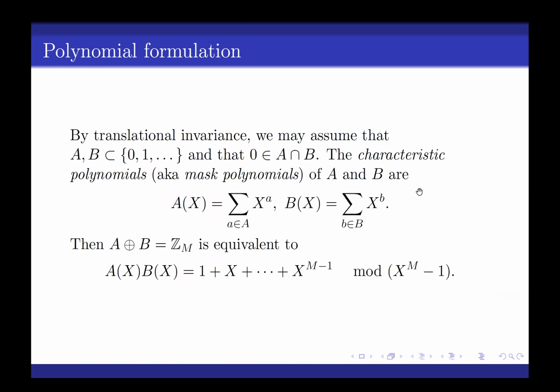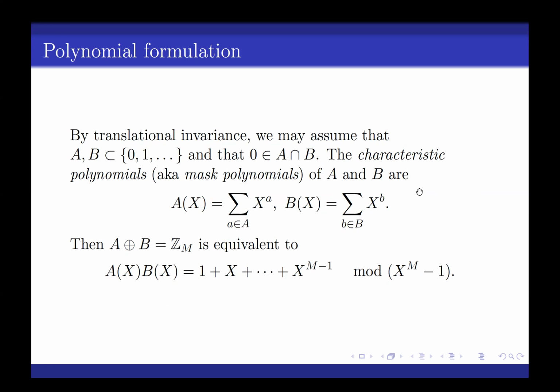And for that, we need to introduce polynomials to the picture. Okay, so tilings are translation invariant. So we can translate A and B and assume that they're contained in the non-negative integers. And we can also assume that 0 is the common element of A and B. And now we can define the characteristic polynomials or the mask polynomials of A and B.